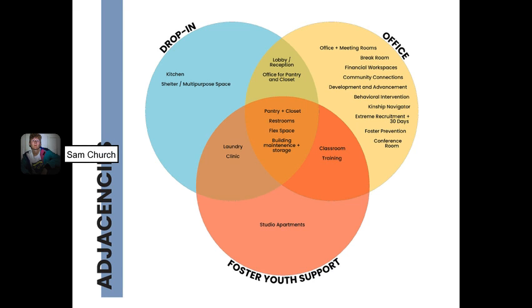This Venn diagram organizes the program requested by the client into the 3 categories I felt each part fit into: drop-in, office, and foster youth support. I used this graph to help spatially organize the program.